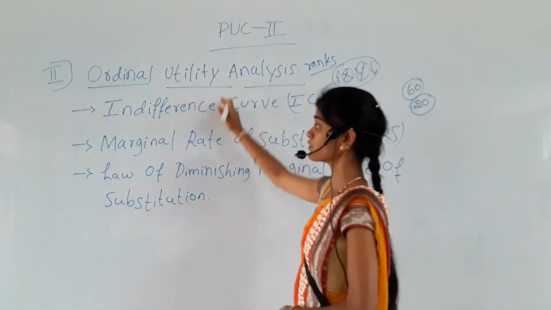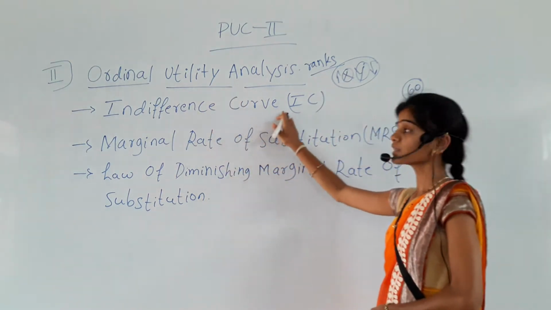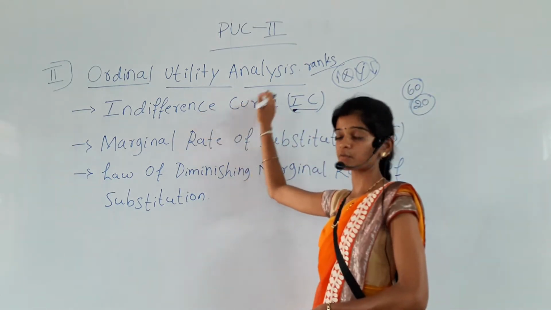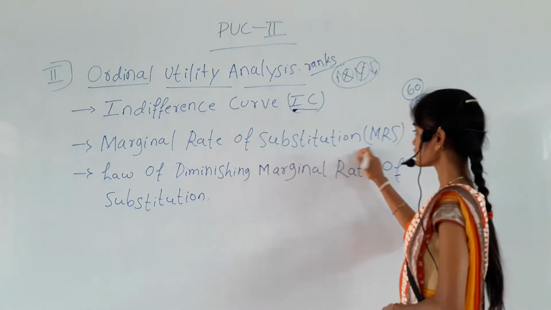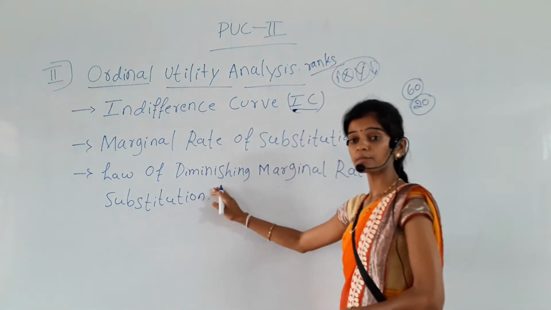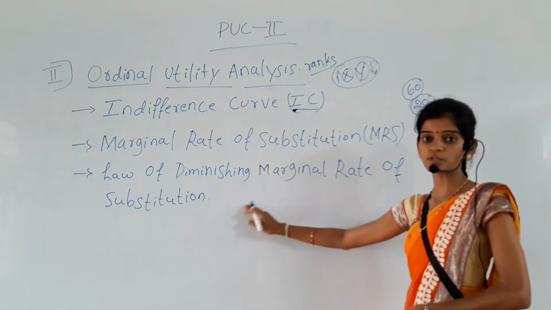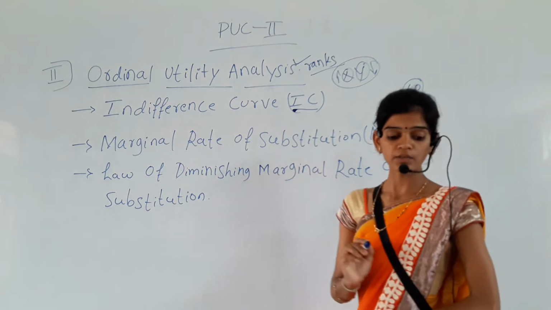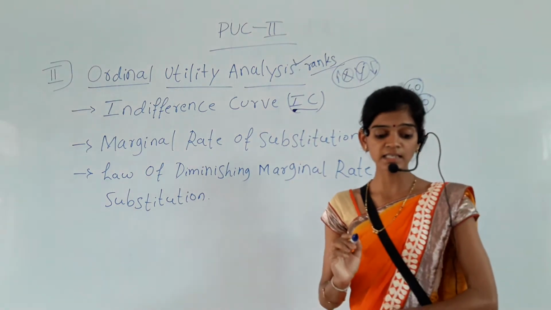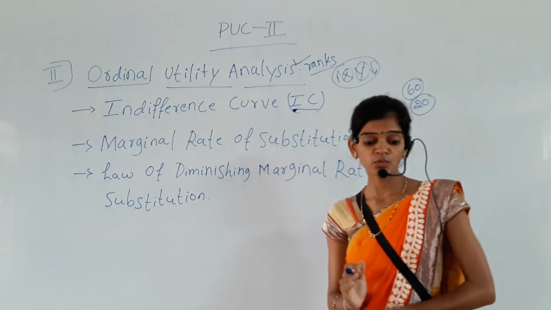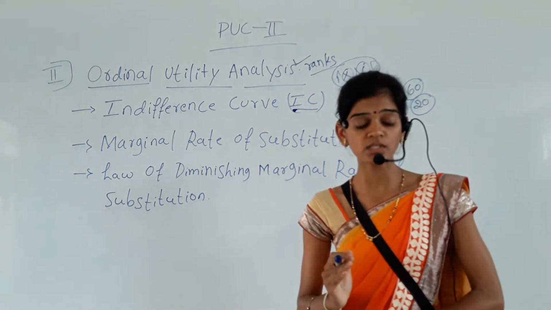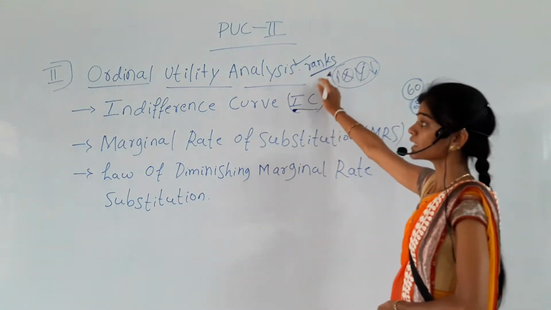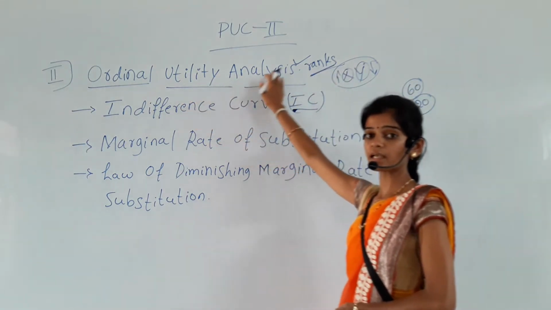So in that we will learn about the indifference curve, which is denoted as IC. IC is nothing but the indifference curve. We will also learn marginal rate of substitution, MRS, and the law of diminishing marginal rate of substitution. So we know what is ordinal utility analysis. Ordinal utility analysis states that whatever goods the consumer is consuming or utilizing, he has to express in terms of ranks. That is called the ordinal utility analysis.